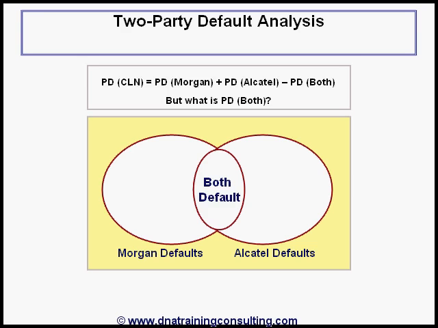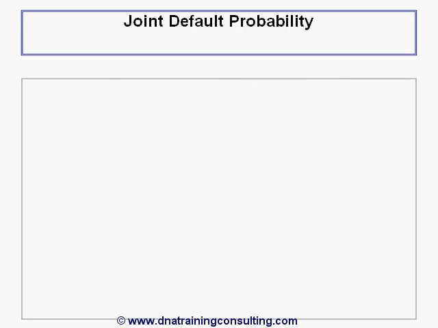It is therefore important to determine what we have called the joint default probability of Alcatel and Morgan, which is to say, more precisely, the probability that they both default over a certain time period, since we need to subtract that amount from the rest of the formula.